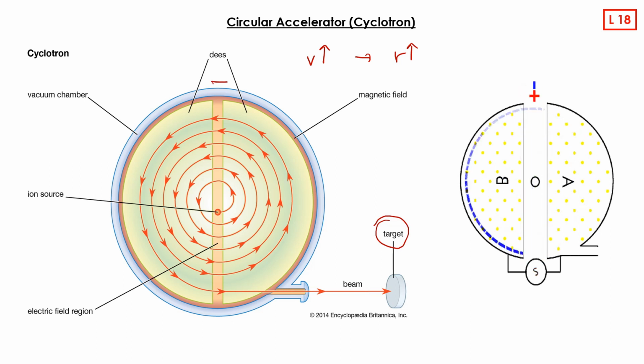So in between the gap, we have electric field. In these D's, we have magnetic field to deflect the charged particles so that it will move in a circular path.